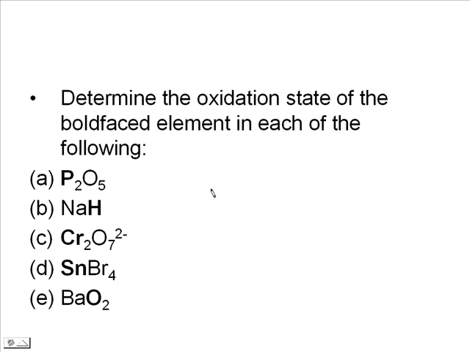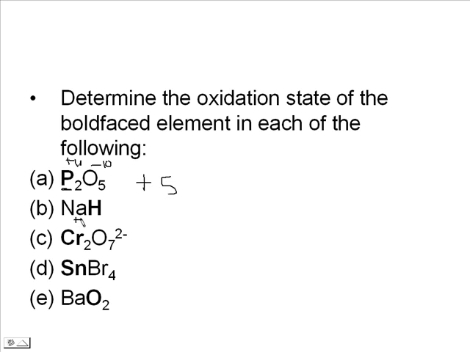Okay, here's a couple other examples. Here we've got P2O5. They want to know the oxidation state of the bold-faced element. So in this case, we're looking for the charge on phosphorus. Oxygen's minus 2, and there's 5 of them. That makes it minus 10. Therefore, the phosphorus must be plus 10. But since there's 2 of them, it must be plus 5.